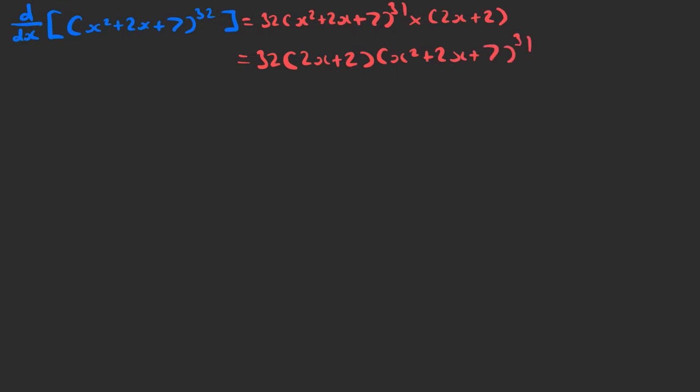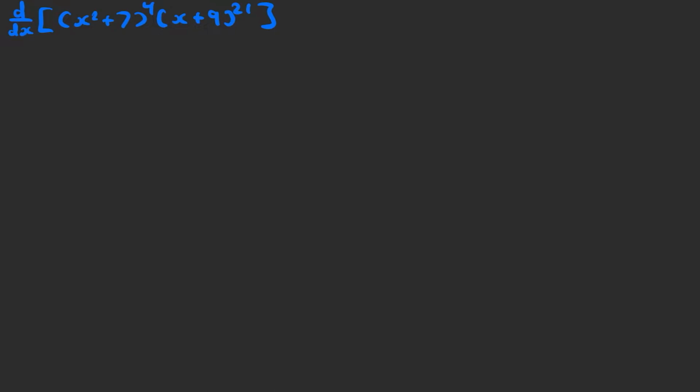(x squared plus 2x plus 7) to the power of 31. And eventually, as you do the chain rule, I think the most efficient way of doing it is by simply bringing down the power and then multiplying it by the derivative, and then just leaving your original function and subtracting 1 from the power. So the process becomes very automatic after doing the chain rule a lot.